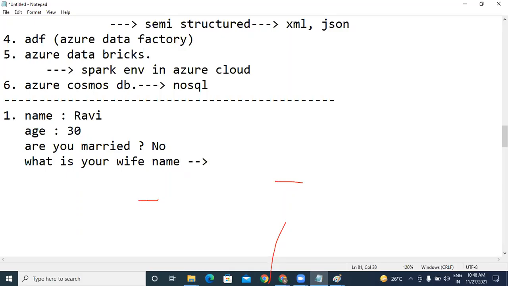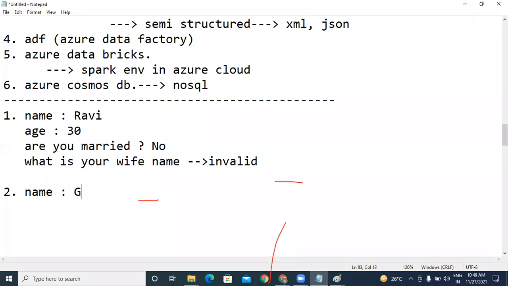Look at the attributes: first attribute name, second attribute age, third attribute is a Boolean value, married yes or no. But he already replied no. Then what about my fourth question? Is it a valid question or an invalid question? Invalid question for Ravi. Got it? Come back to the second person.